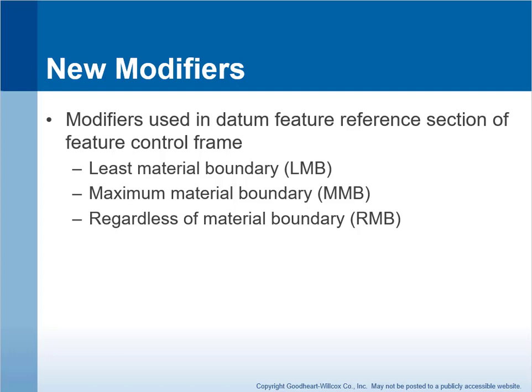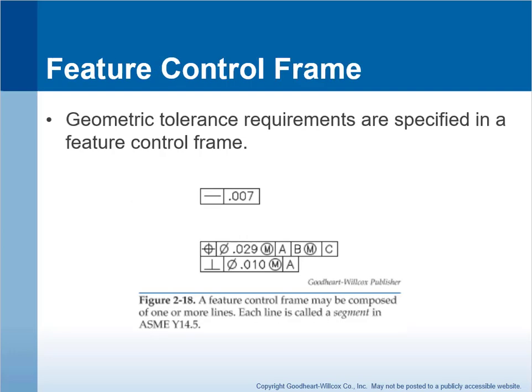Now, how are geometric controls applied to a drawing? They are applied using a feature control frame. Here is a symbol of a feature control frame. This is a sample right here. It's a straightness tolerance of 0.007, or I would say 7 thousandths. This is the feature control frame. Here's the geometric characteristic that defines the tolerance, and here's the numerical value of the tolerance.